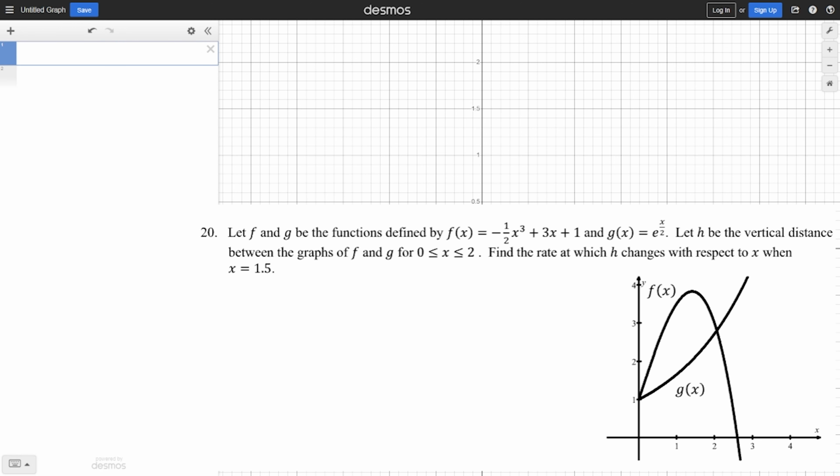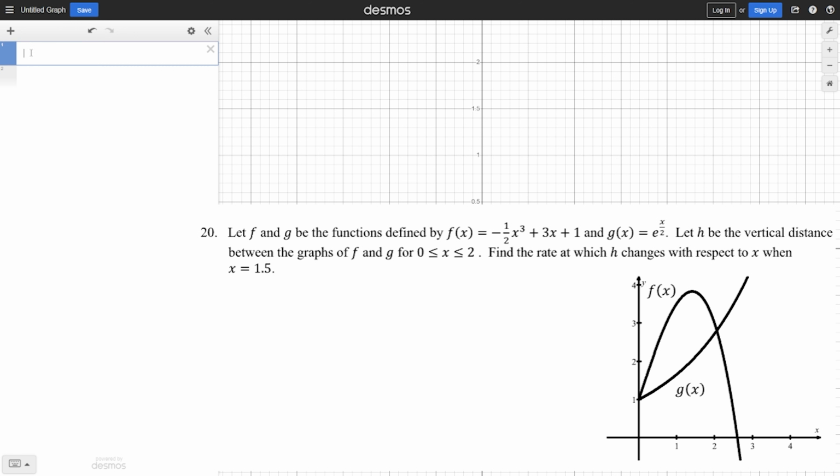So, question 20 says, let f and g be the functions defined by f of x equals negative 1/2 x cubed plus 3x plus 1 and g of x equals e to the x over 2 power. Let h be the vertical distance between the graphs f and g for 0 is less than or equal to x, which is less than or equal to 2. Find the rate at which h increases with respect to x when x is equal to 1.5.